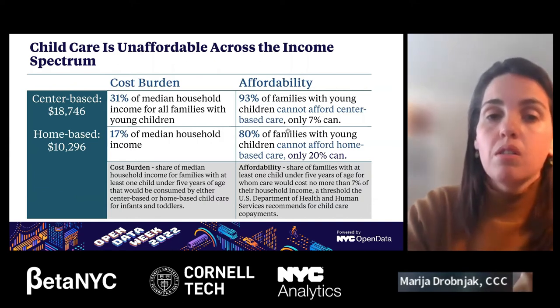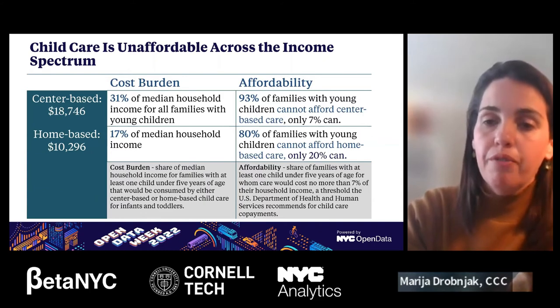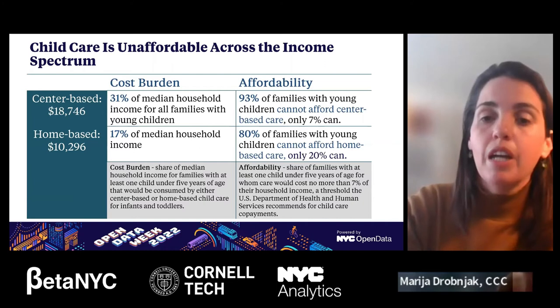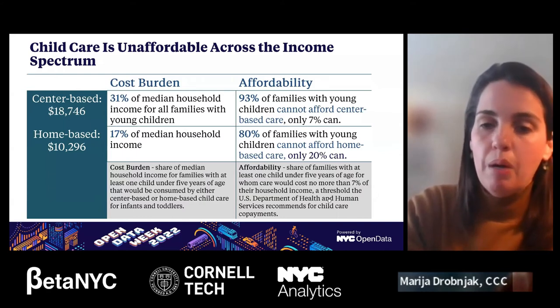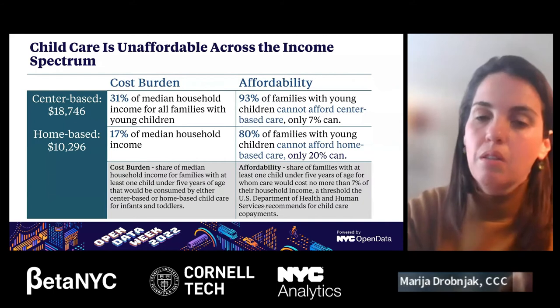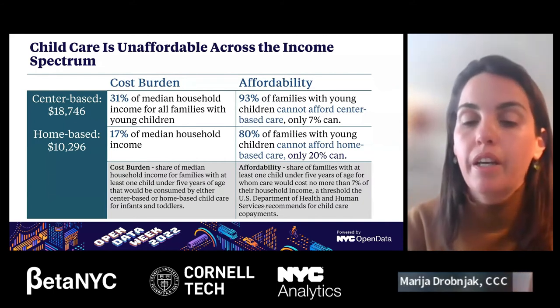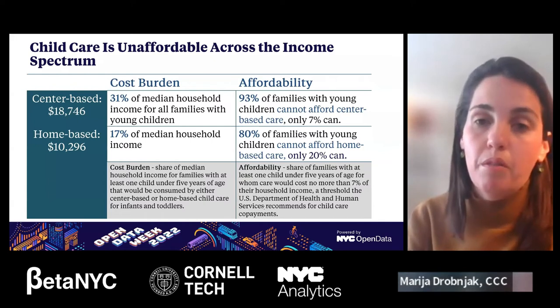And then we also have another indicator on affordability, which is really the share of families with at least one child under 5 years of age for whom care would cost no more than 7% of their income. It is really a threshold established by the U.S. Department of Health and Human Services, and I think that it was widely used in planning how to make the care more universal and serve more families. So that threshold of 7%.